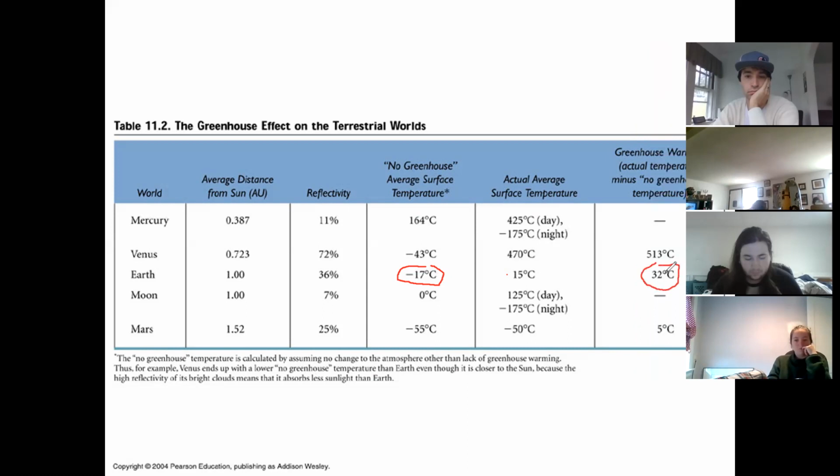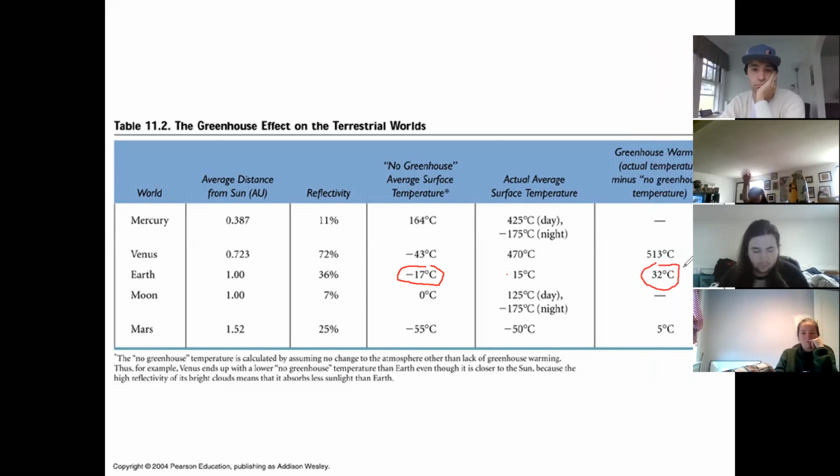Now, they screwed up here in the book. They should have put the degree symbol afterwards, of 32 Celsius degrees worth of temperature change due to the greenhouse effect. And that's coming from gases that make up 0.5% of our atmospheric gas.